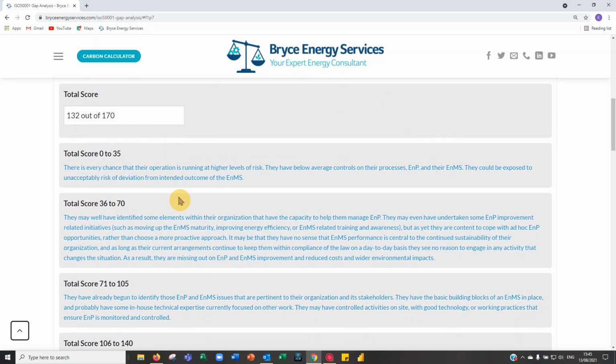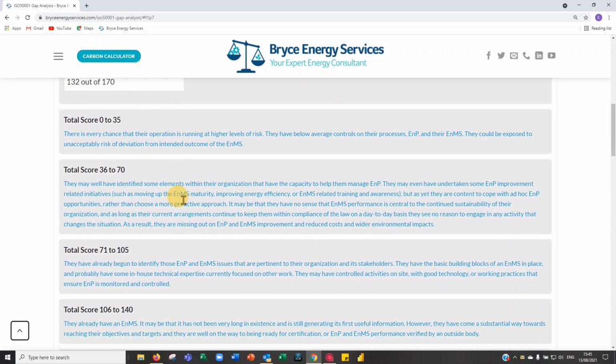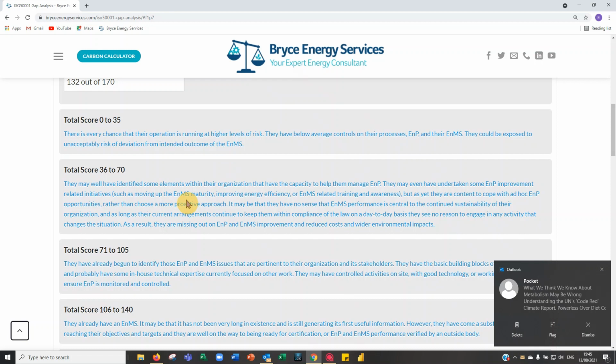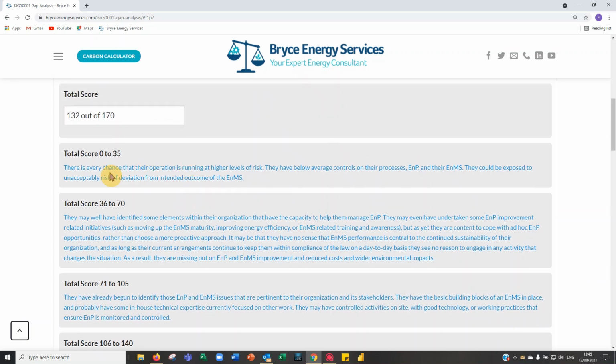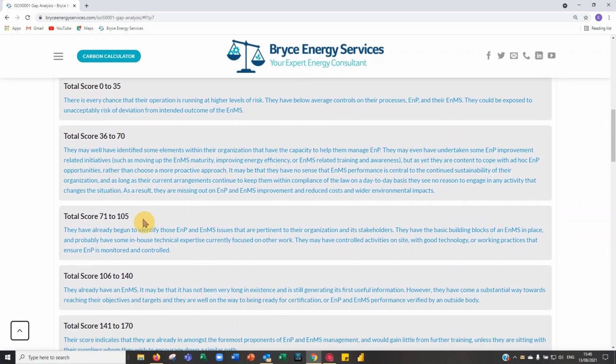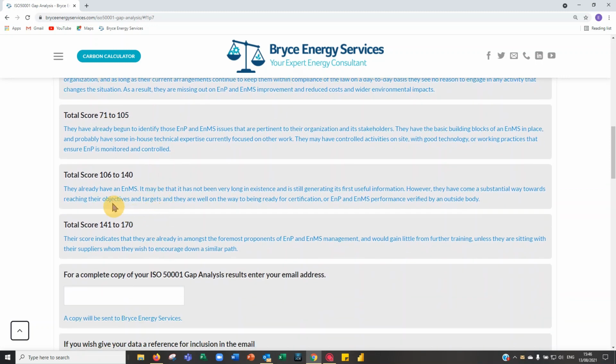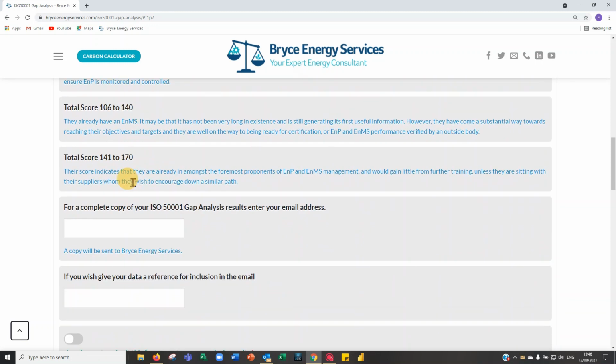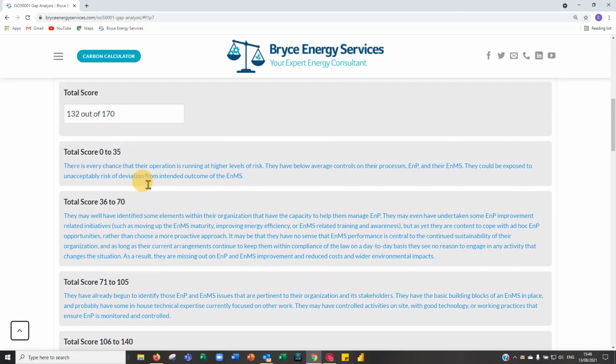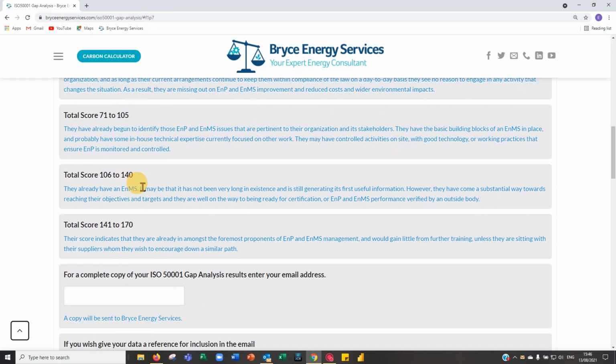So what I have here, and some of the text is courtesy of British Standards Institute training. So if the total score is between 0 and 35, 36 to 70, 71 to 105, 106 to 140, and 141 and above. So what was ours again? 132. So we're down here, fairly high in this level.